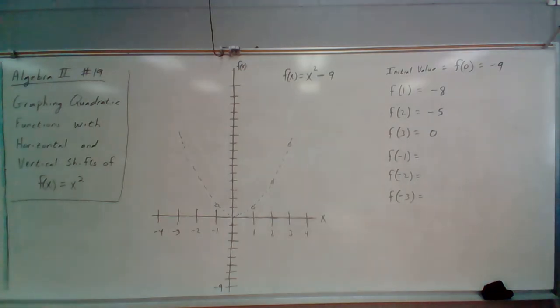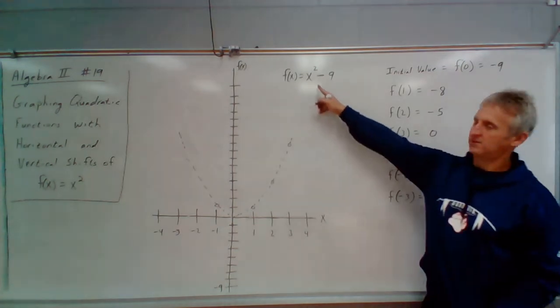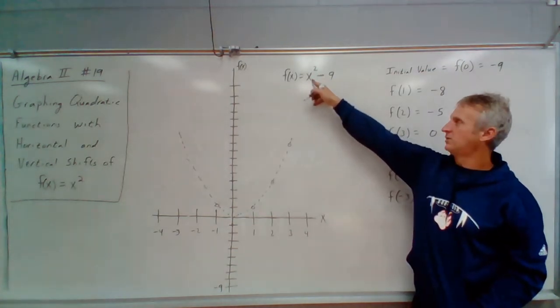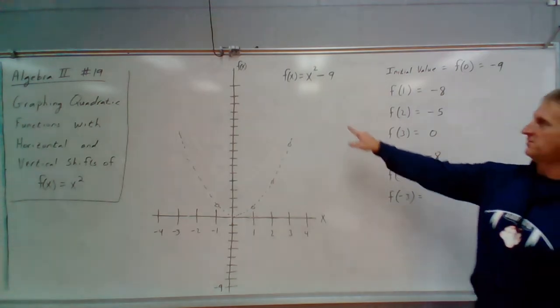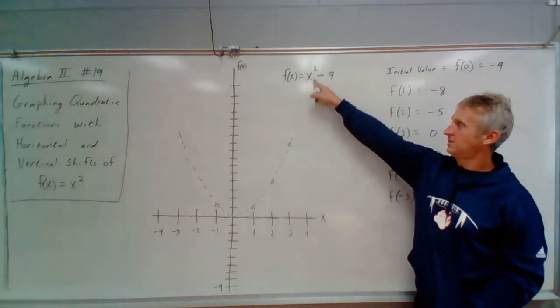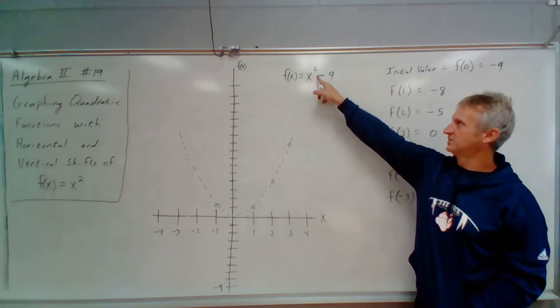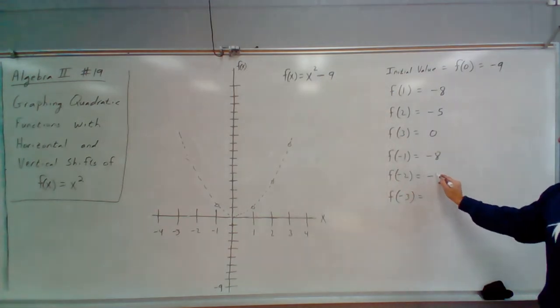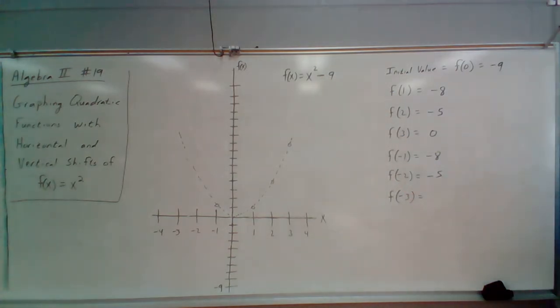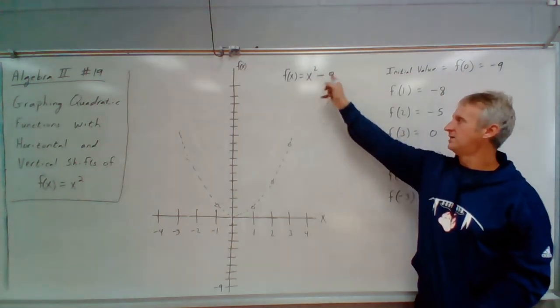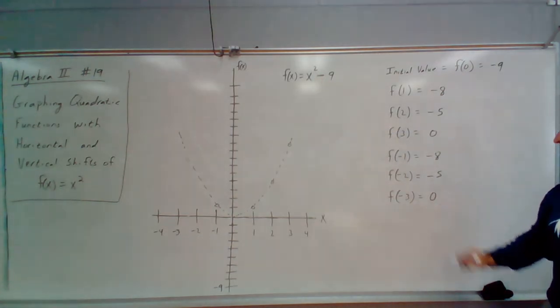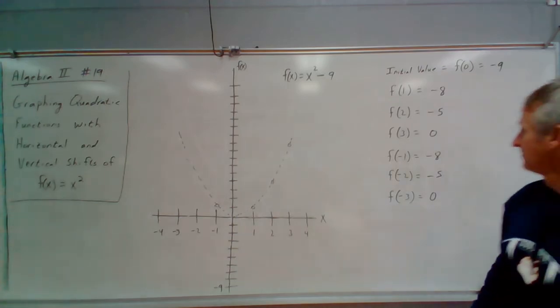If I plug in a negative 1, negative 1 squared is 1. 1 minus 9 is negative 8. If I plug in a negative 2, negative 2 squared is 4. 4 minus 9 is negative 5. If I plug in a negative 3, negative 3 squared is 9. 9 minus 9 is 0. So let's plot those points.